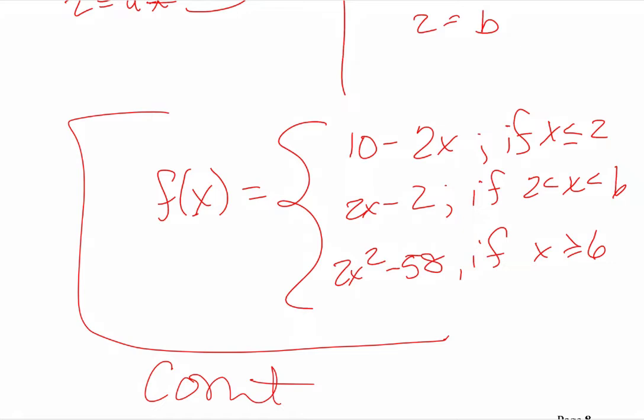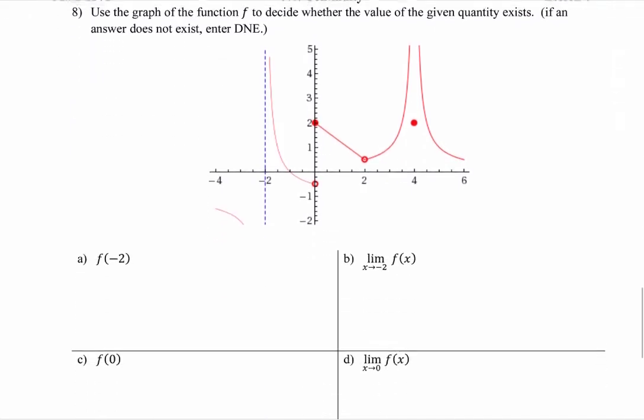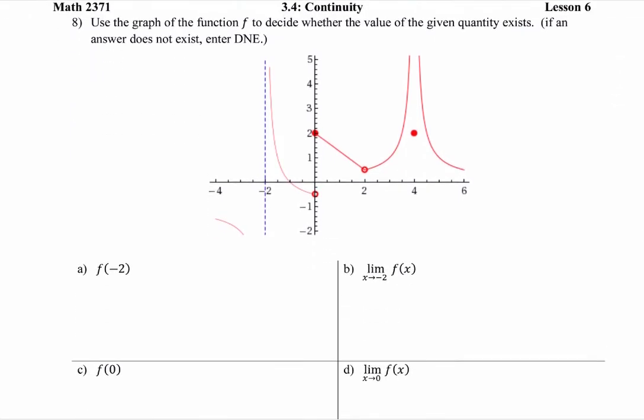All right? Now the third way I'm going to talk about continuity is with a graph. All right, now I'm going to use this graph to talk about continuity. And the first thing I'm going to do is I want to make sure that you realize that this graph is hugging up against that curve.